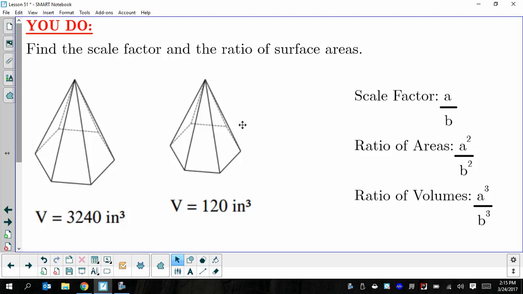So for your you-do, I want you to find the scale factor of these two similar 3D figures and also the ratio of surface areas.